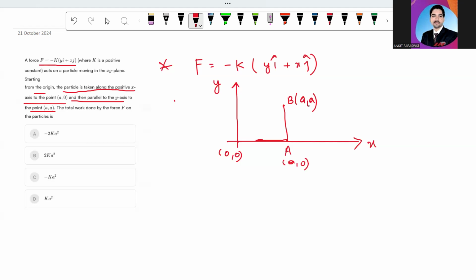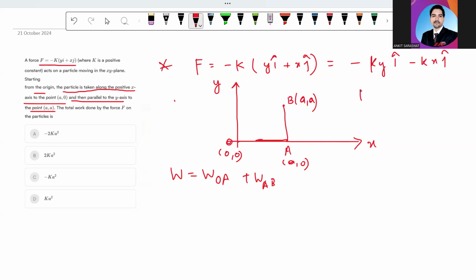Clear? Then total work done by the force on this particle. So total work will be what? Work done from O to A plus A to B. Because initially this particle is moving from O to A with the help of the force, then A to B. This force which is going to act is minus Kyi cap plus Kxj cap.